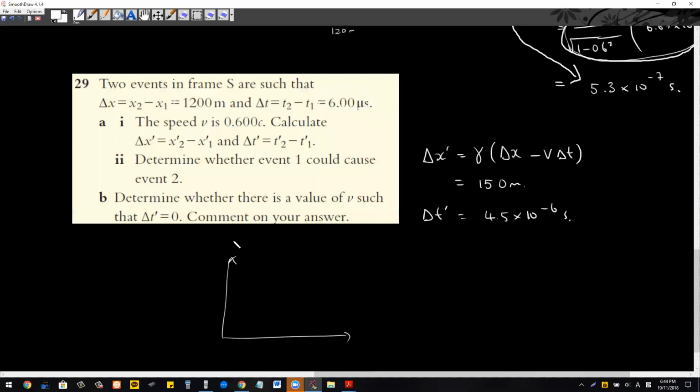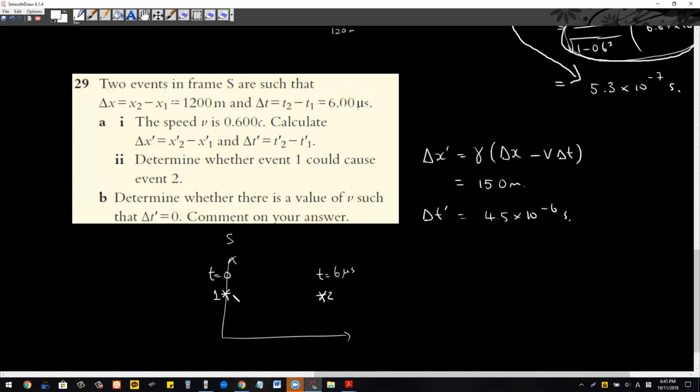So this is our S. And I'm going to say that event 1 was here. That's 1 here. And event 2 is here. And this one takes place at time equals 6 microseconds. And let's say this one took place at t equals 0.